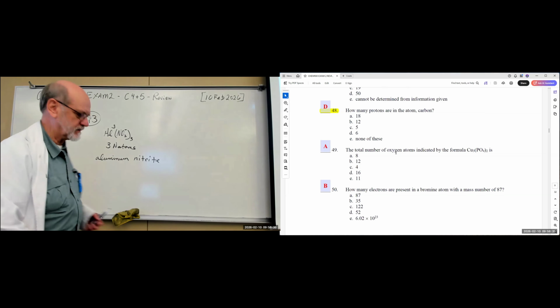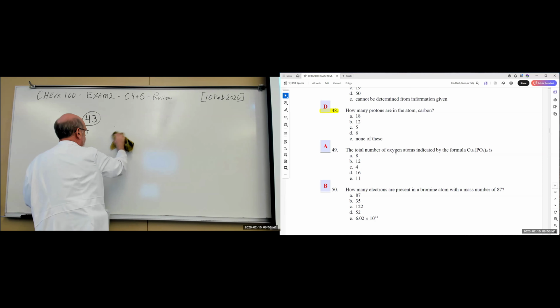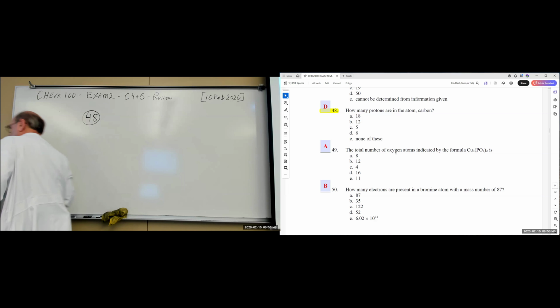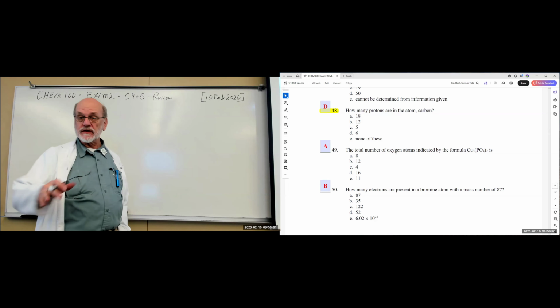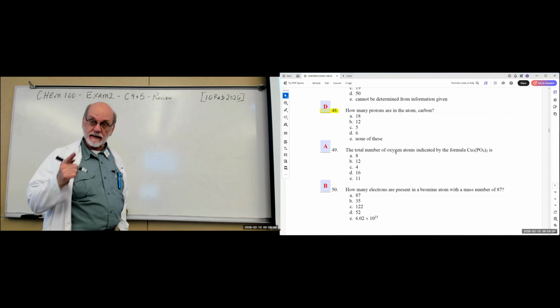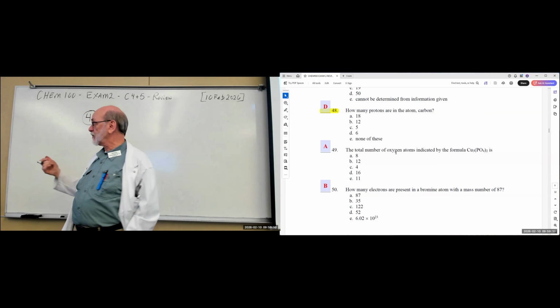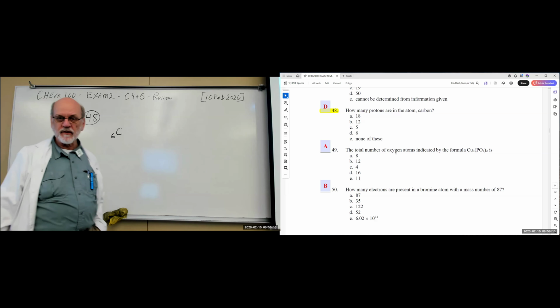Skip a few, come down to 48. How many protons are in the atom carbon? All you have to do is look at the periodic table. You need to know the symbol for carbon. Then you look for it on the periodic table and you find it has an atomic number of 6. There's your number of protons.